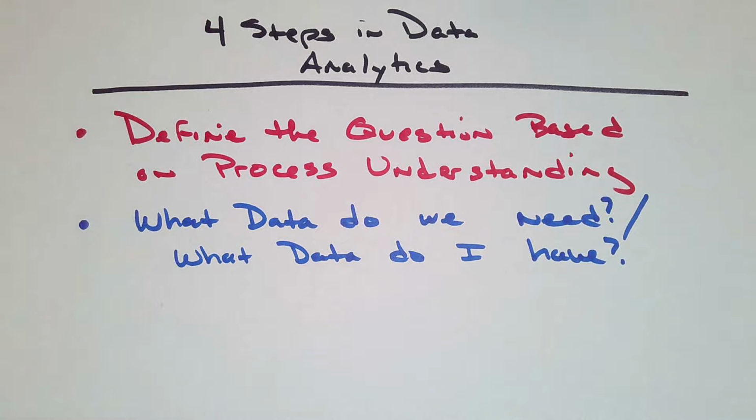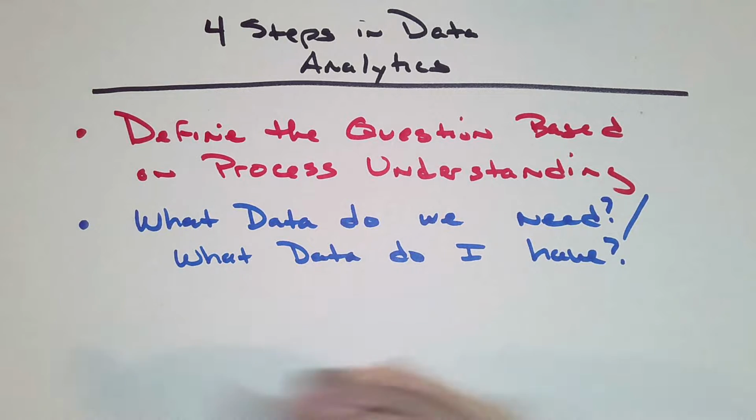In the previous video, we talked about the 4 steps in the data analytics process, and we went over the first 2 steps. The first step was to define our question based on our understanding of the process, whatever that process is. Is it a sports process? Well, what's the question we have with a sports analytics question? Is it a business process? Well, what's the question we have related to our business process? And then from that, we try to figure out, okay, here's my question. Well, what data do I need to answer that question? And then looking very carefully at what data do I have.